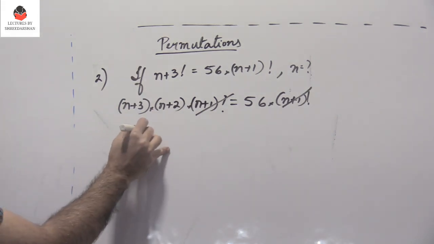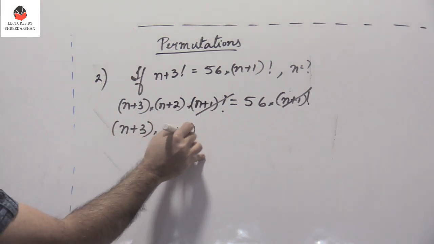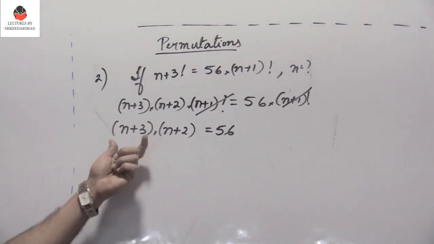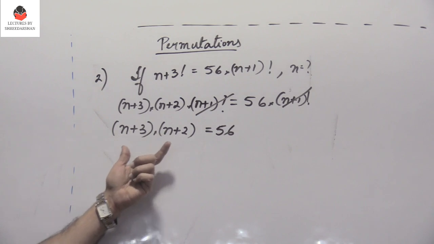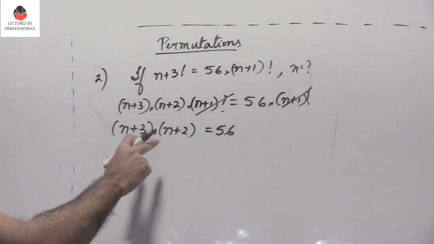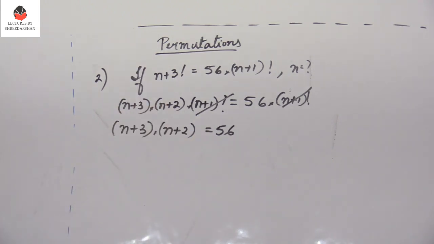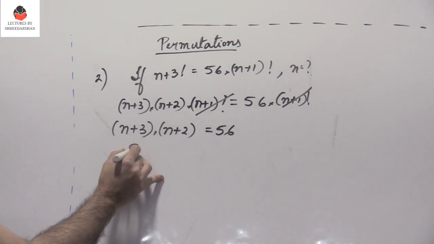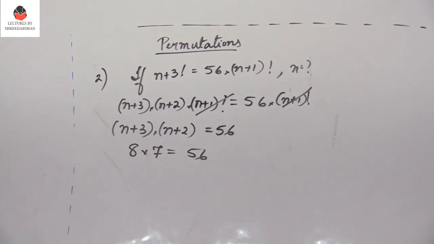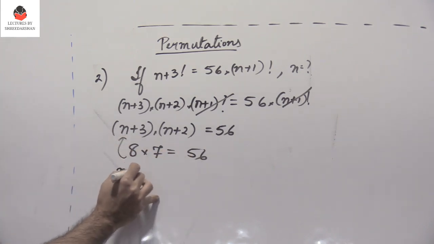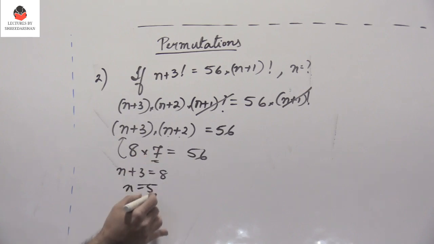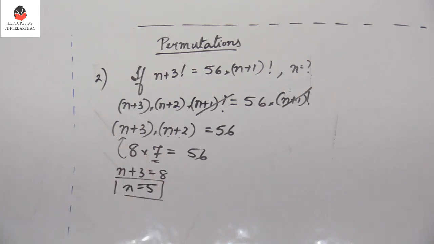So we have n plus 3 into n plus 2 equals 56. So there are two ways. Either I can multiply these two binomials and get a quadratic equation and find the value of n, or identify which two numbers when multiplied would give me 56. So we know that 8 into 7 is 56. So if n plus 3 is 8, then n is 5, and therefore 5 plus 2 gives me 7. So the value of n is 5. A very simple problem.